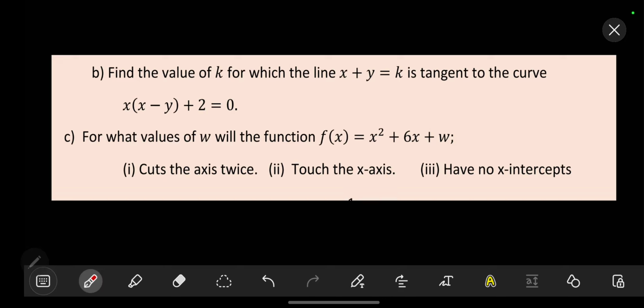So let's advance questions a bit. It says to find the value of k for which the line x plus y equals k is a tangent to the curve. So it is a tangent to the curve.